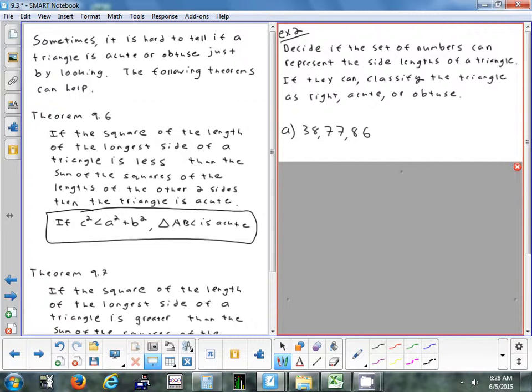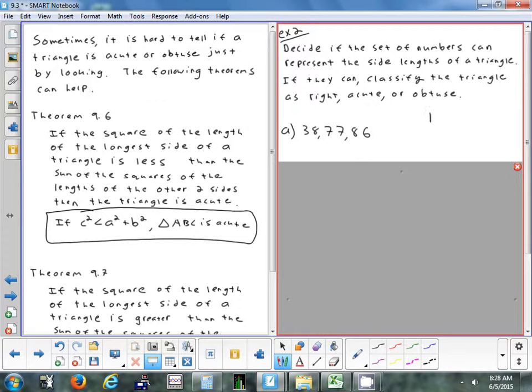So when you add them up, you have the two smaller ones and bigger than the bigger one. You're on the right idea. You do add up two of the sides and then see if it's greater than that third side. If that doesn't happen, you don't even have a triangle.